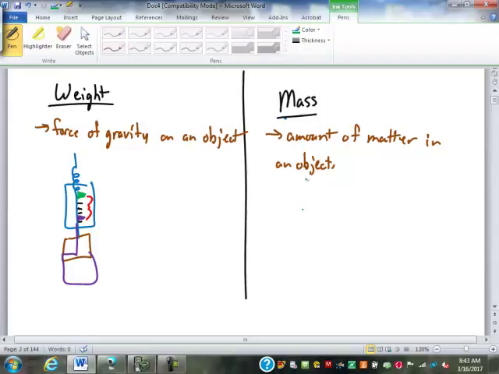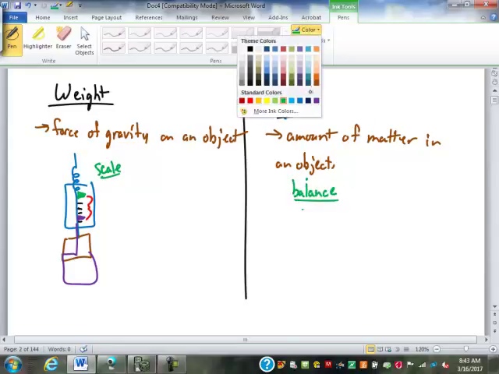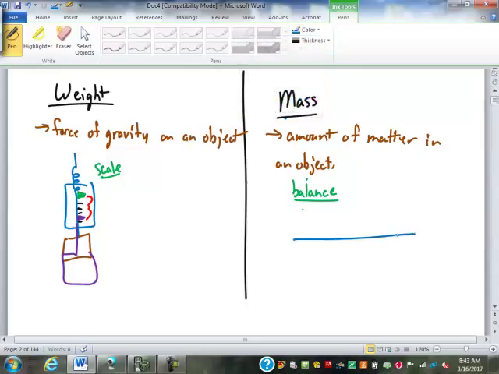Mass is measured, so this is a scale. Mass is measured with a balance. What a balance is, basically, is a teeter-totter that is perfectly balanced. It'll sit there and balance perfectly if you don't put anything on it. So then you put the object you're trying to measure on one end, and on the other end you put known masses. And when it balances, whatever the known mass is here, that's the mass of this object.